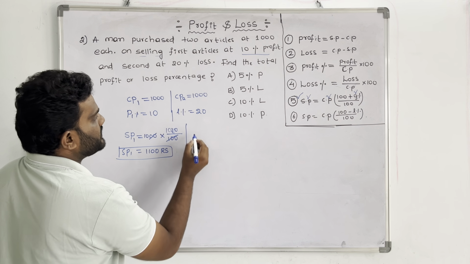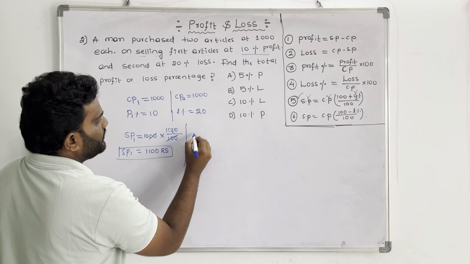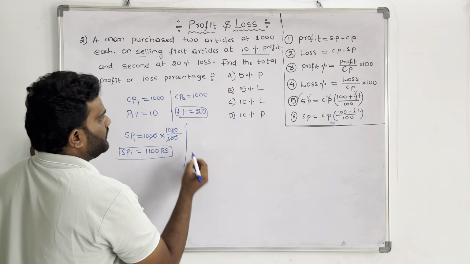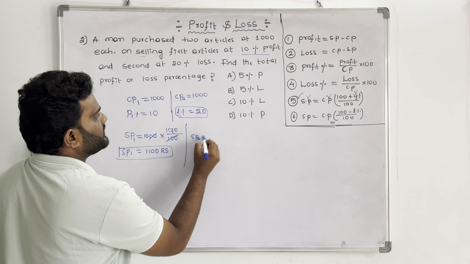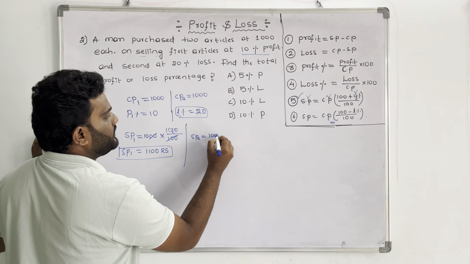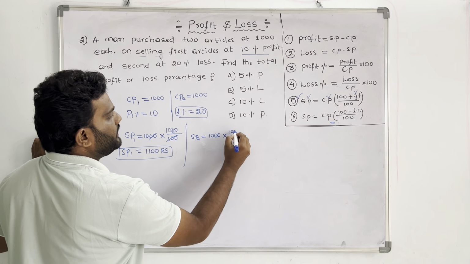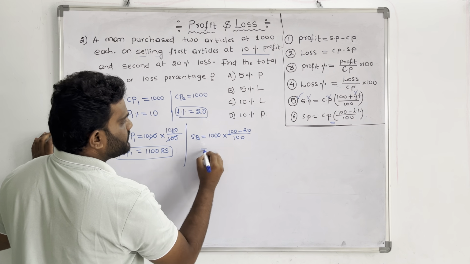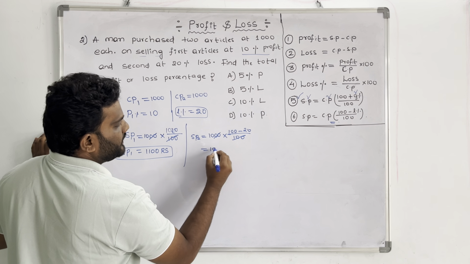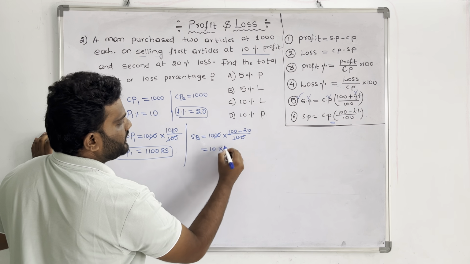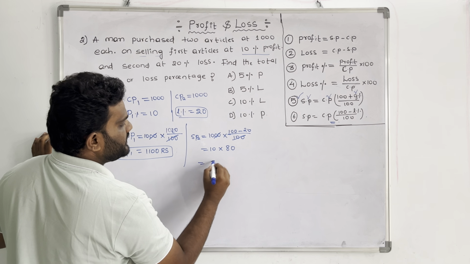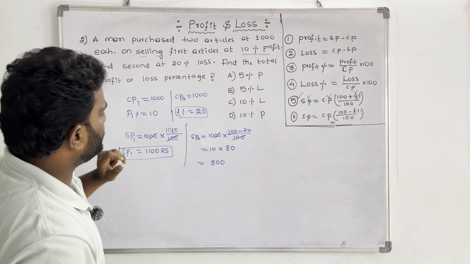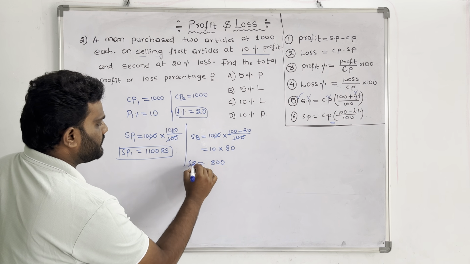Similarly, find the selling price of the second article. Here the loss percentage is given, so we need to use the sixth formula. So the selling price of the second article is nothing but cost price 1000 multiplied by 100 minus 20 by 100. Okay, so two zeros cancel, 10 multiplied by 100 minus 20, 80. So this is 800. This is the selling price of the second article.